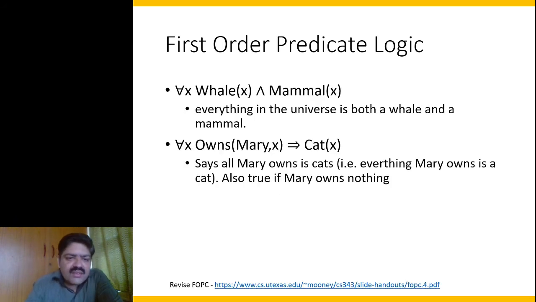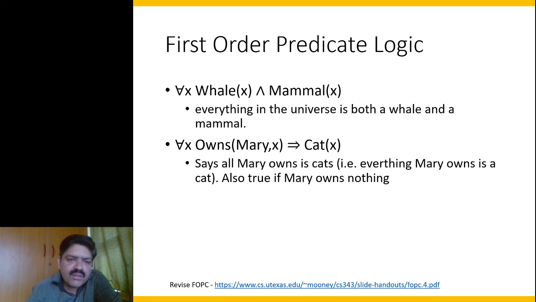So here is another example. For all x, whale of x and mammal of x. So everything in the universe is both a whale and a mammal. That's what we are trying to say. Of course, all this depends on the semantics we associate with these predicates. So whale of x, what does whale of x mean? It's up to us to define what whale of x means. Here I mean to say that x is a whale, and that's what is reflected in whale of x. So mammal of x is true if x is a mammal. Mammal of x is false if x is not a mammal.